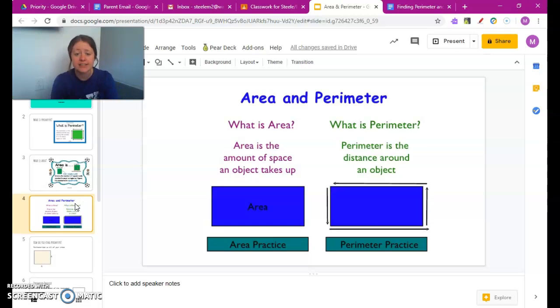Here's another way to look at it. What is area? It's the amount of space an object takes up. Here, when it says area, it's everything that's inside the box. Perimeter is the distance around an object. Like I said, it's like the fencing. Think about a backyard or a park. If they wanted to fence it in, how much fencing would they need to go around the outside? So perimeter is the distance around the outside. Area is the amount of space it takes up on the inside of the shape. We're going to do a couple practice problems.